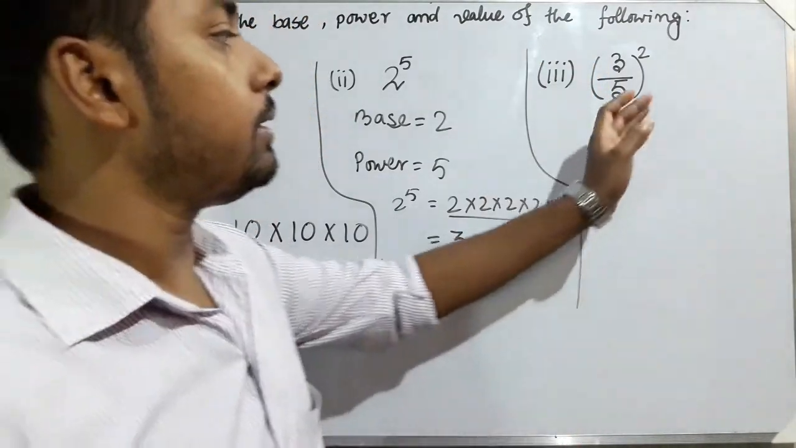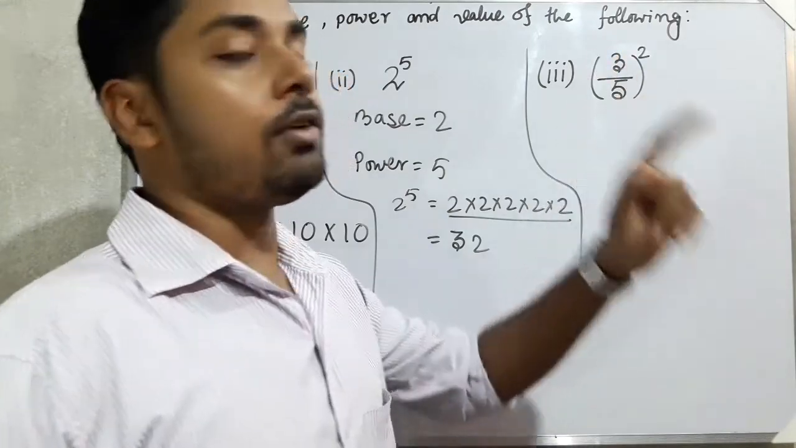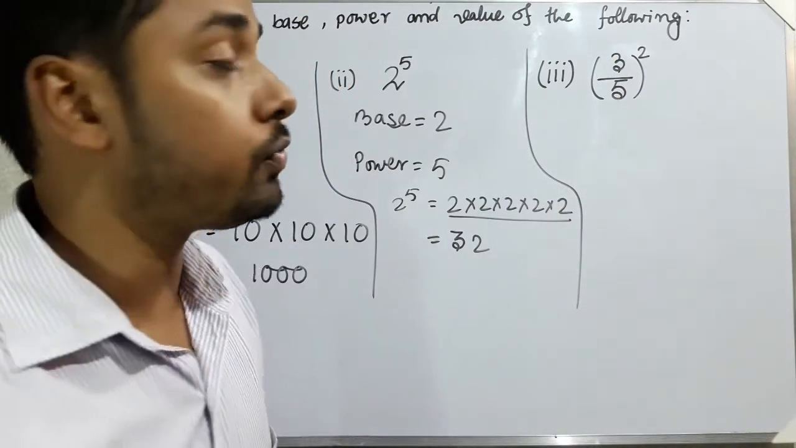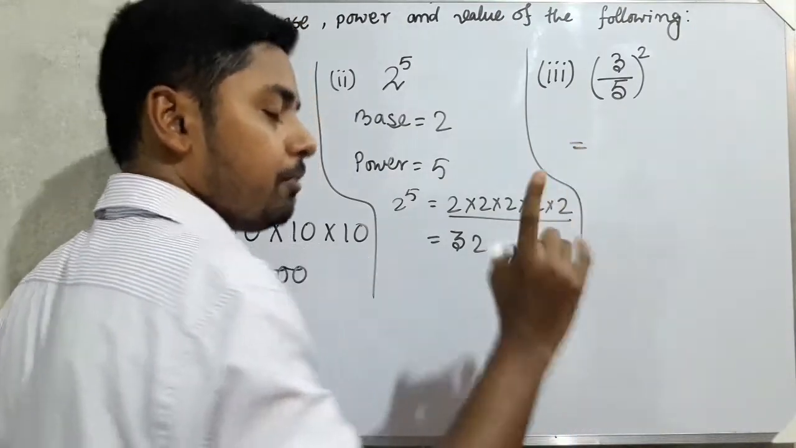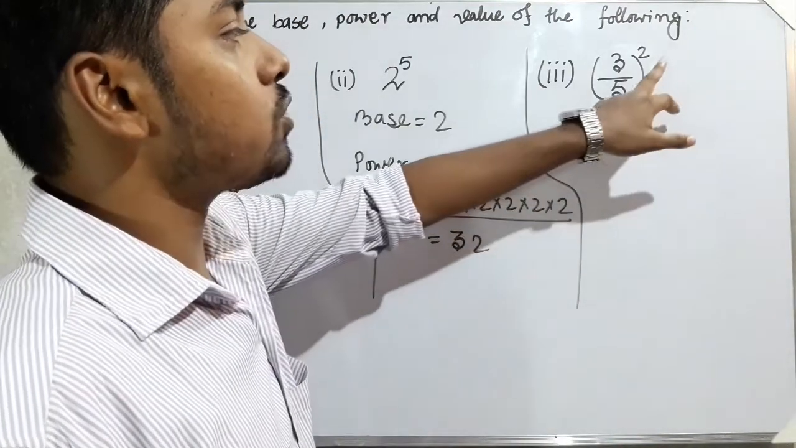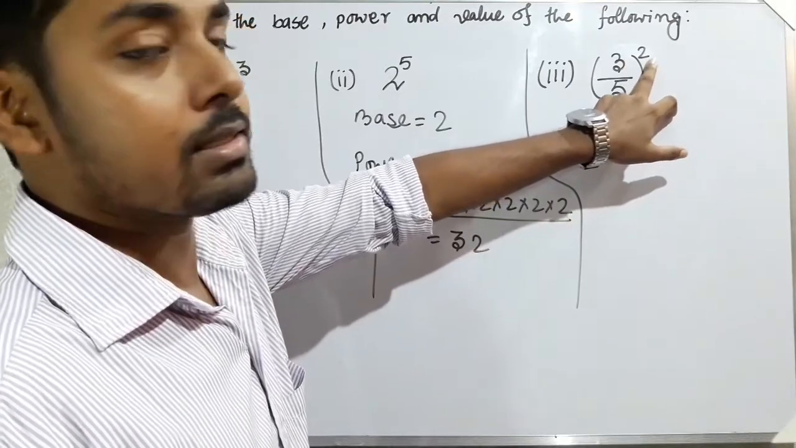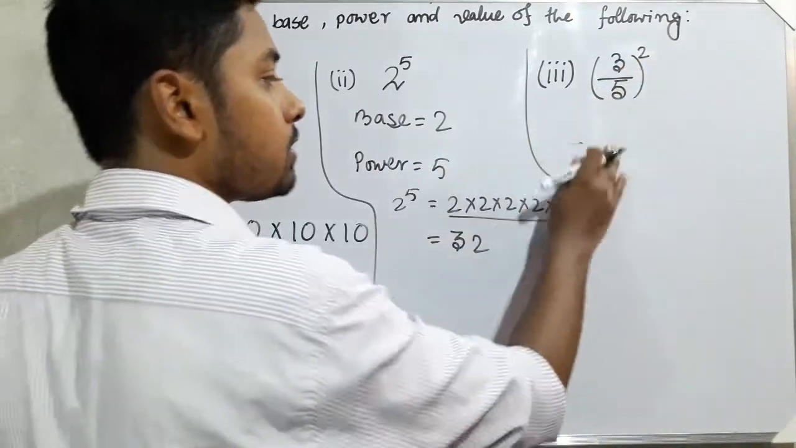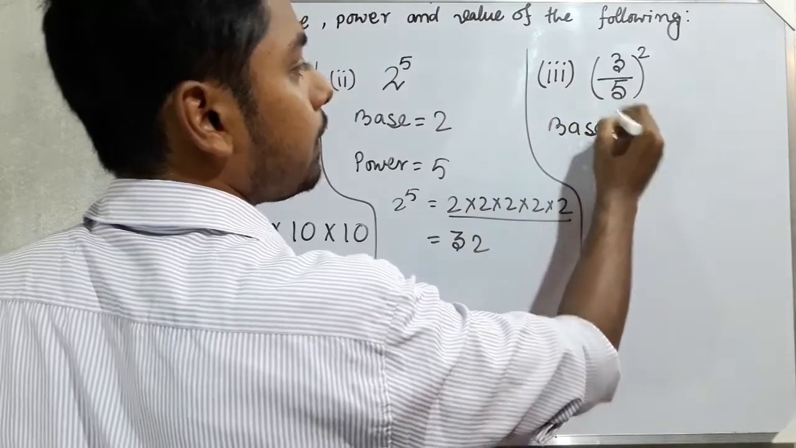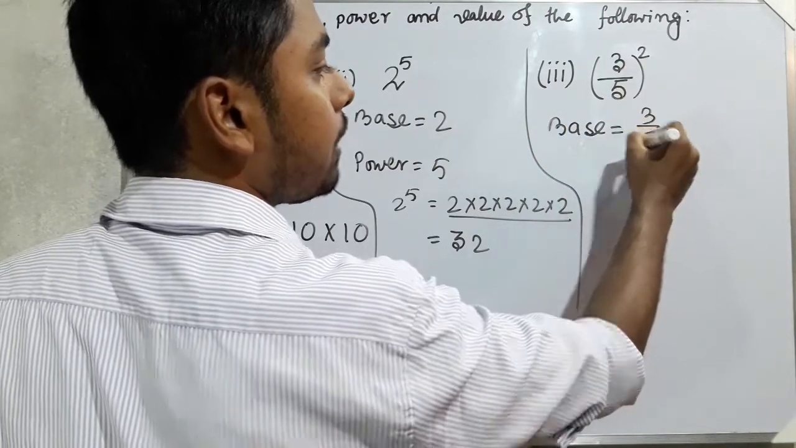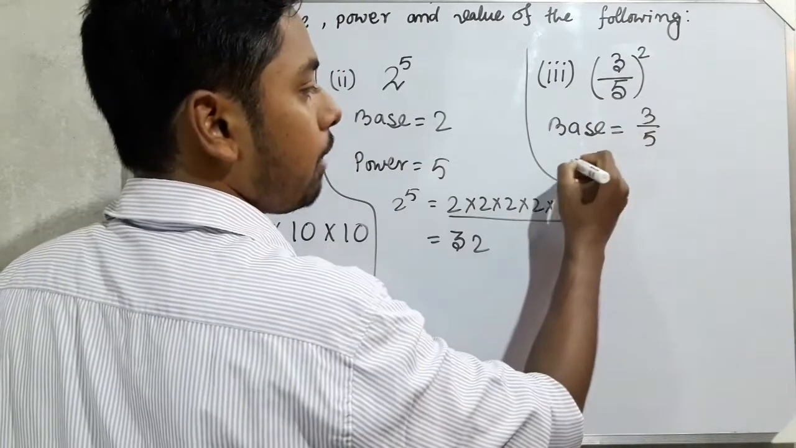We have the fractional form. So what do we have to do for the fractional form? Nothing, very easy. We just have to divide the powers. First of all, write down the base here. Here the base is 3 by 5. Okay, then what is the power?